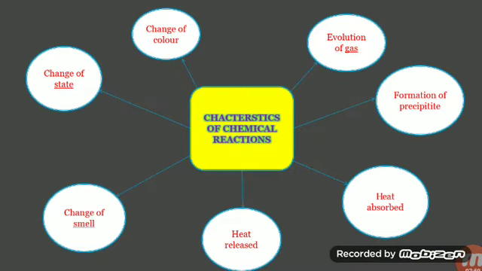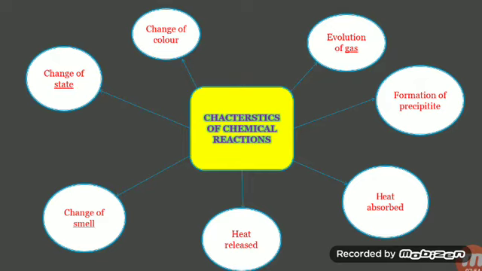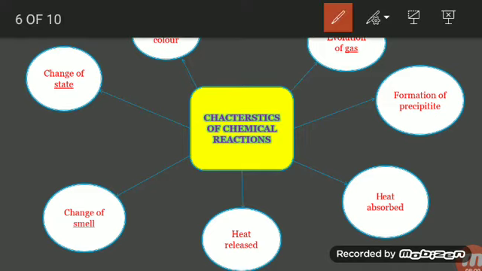Now, change of color. These are the characteristics of chemical reaction: change of color, change of state, change of smell, heat is released, heat is absorbed, formation of precipitate, and evolution of gas. So we will start with change of color.